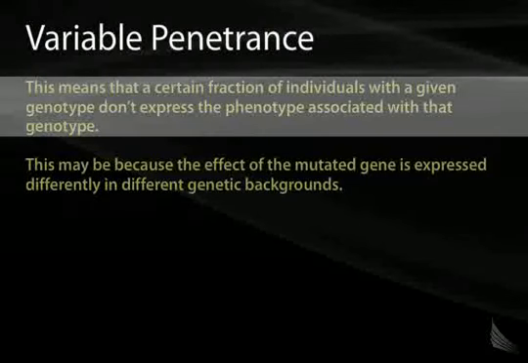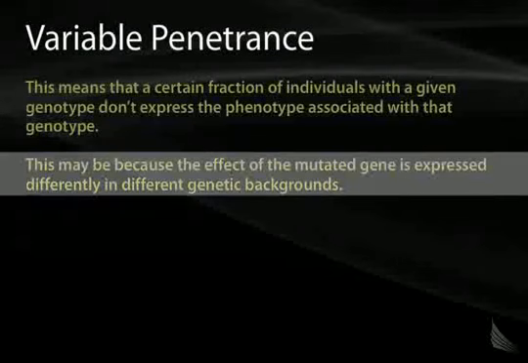Variable penetrance means that a certain fraction of individuals with a given genotype don't express the phenotype that's associated with that genotype. There are several reasons why this may happen. Maybe because the effect of the mutated gene is expressed differently in different genetic backgrounds. There could be environmental factors that come into play here, different things that might make it so that even though the individual has the genotype for the disease, phenotypically they don't express it.